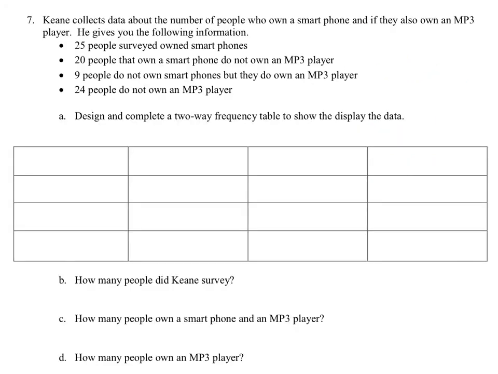Keen collects data about the number of people who own a smartphone and if they also own an MP3 player. He gives you the following information. 25 people surveyed owned smartphones. 20 people that own a smartphone do not own an MP3 player. 9 people do not own smartphones, but they do own an MP3 player. 24 people do not own an MP3 player. So take a moment and design and complete a two-way frequency table to display the data.